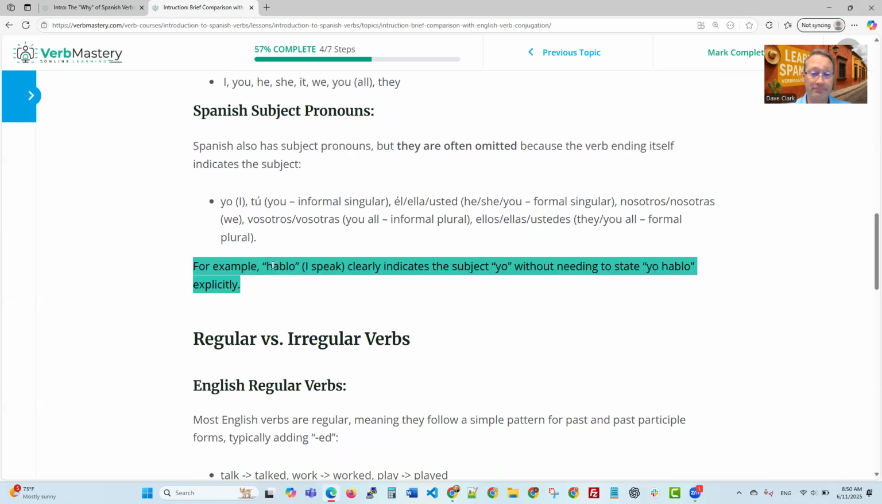For example, hablo, I speak, clearly indicates the subject yo without needing to state yo hablo. And notice, you may have caught this, that there's the same form for él, ella, and usted. So sometimes you may need to use él, ella, or usted to clarify.